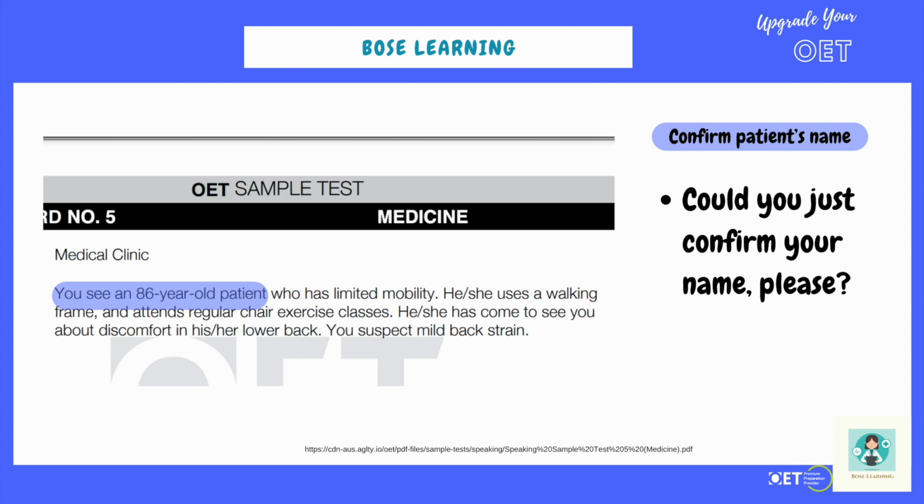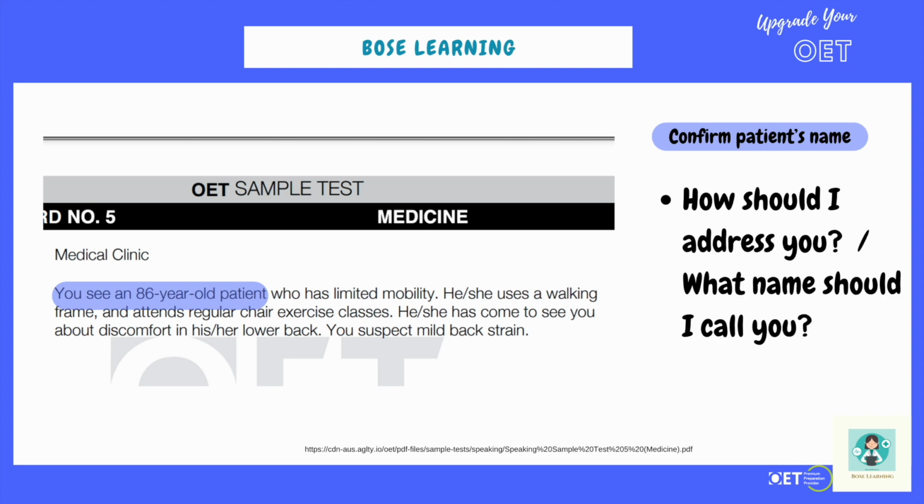So you can ask them to confirm their name, and then you can check with them, how should I address you? Or what name should I call you? And they might say Mr. or Mrs. so and so, such and such, whatever their name happens to be. Or they might say, oh, you can call me by my first name, which is Peter, or Penelope, or whatever it happens to be. So that's one way of checking their name.